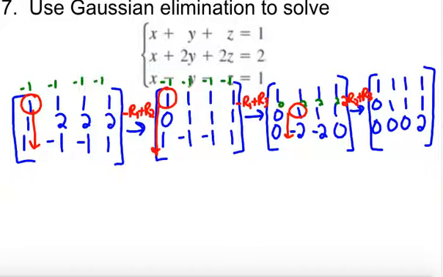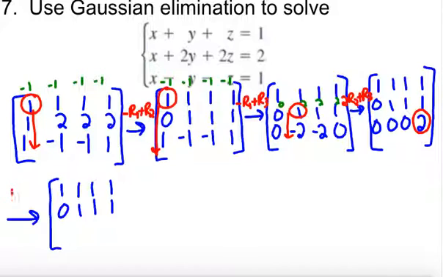All right, and now we can actually just stop here. If you'd like, you can take this last one, because your leading coefficient is supposed to be 1, so this should really be a 1. So for our last operation, let's leave row 1 alone, row 2 alone, and we're going to take half of row 3. We're going to divide everything in row 3 by 2. So we get 0, 0, 0, 1.